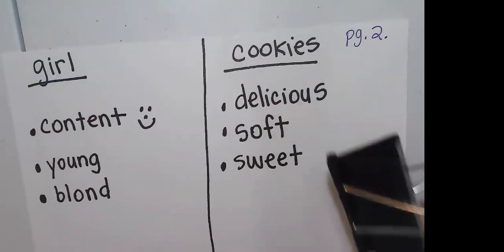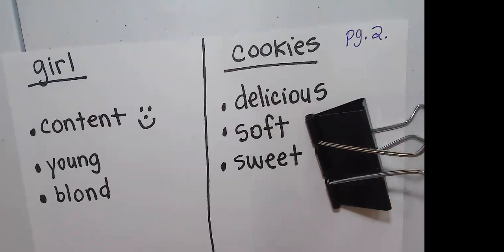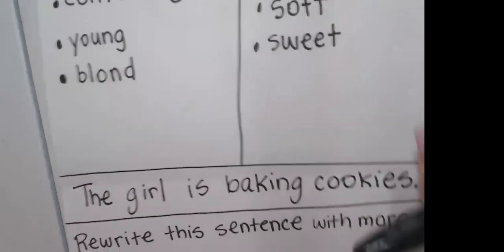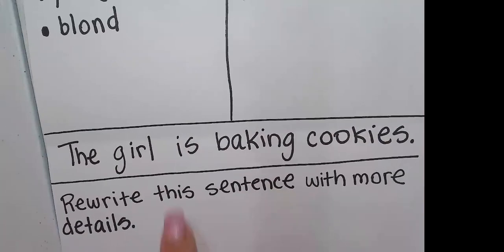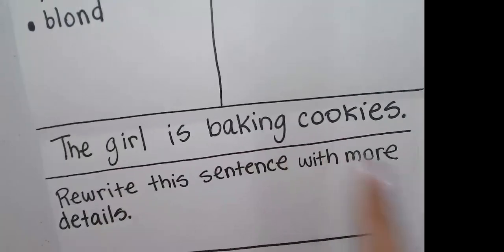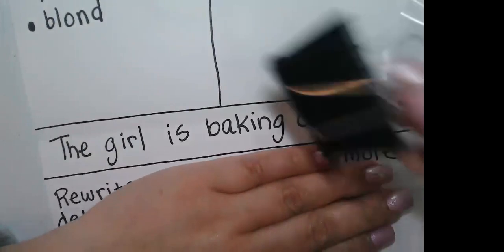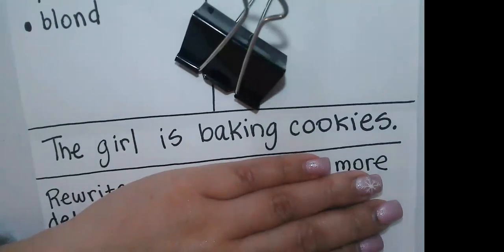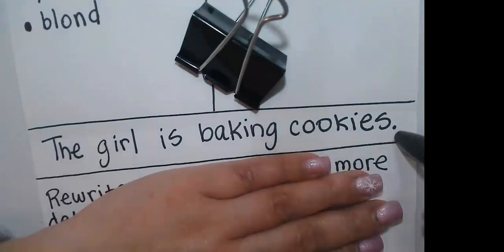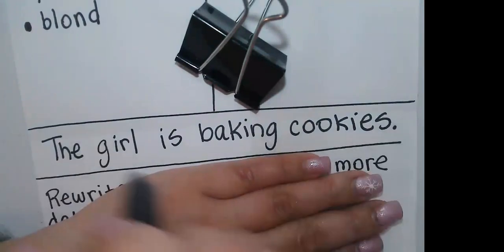All right, so now we've done this. In case you need to catch up, let's pause. Okay, so now this is the original sentence here. So now we're on the bottom half of the page. Okay, the girl is baking cookies. I want you to copy that original sentence. Don't forget a capital T and don't forget a period at the end. And here you make sure everything is spelled right because you are copying it. Go ahead.